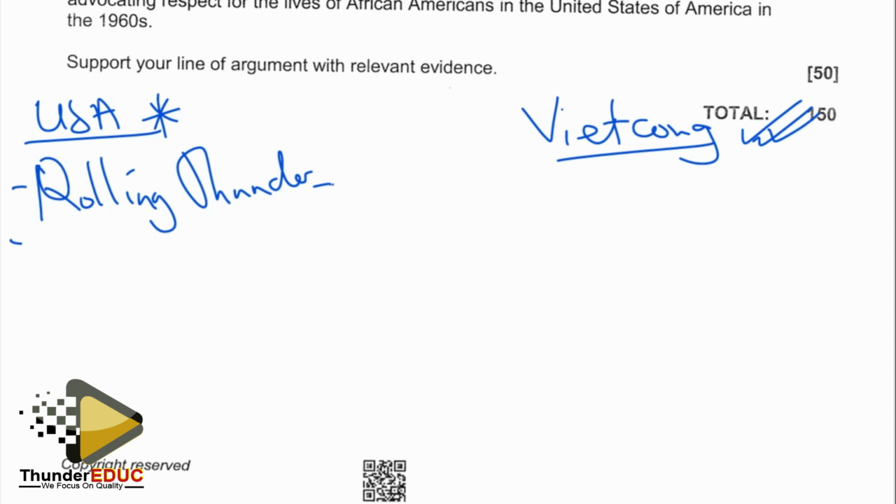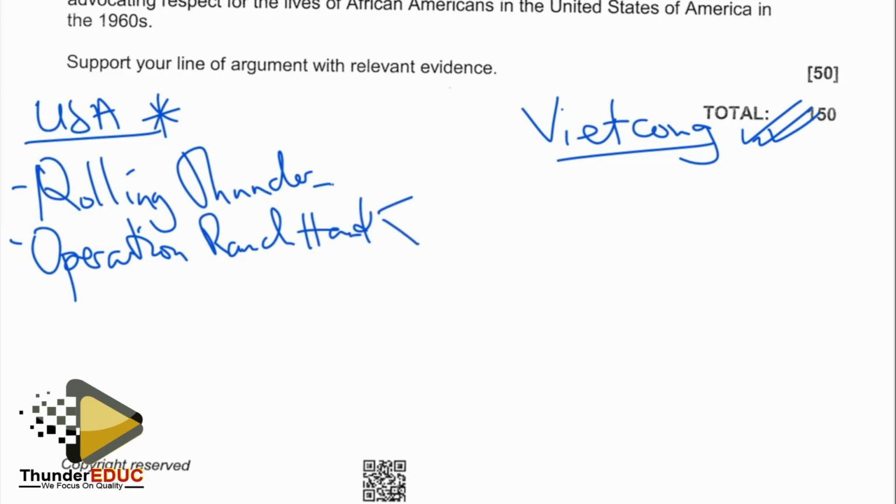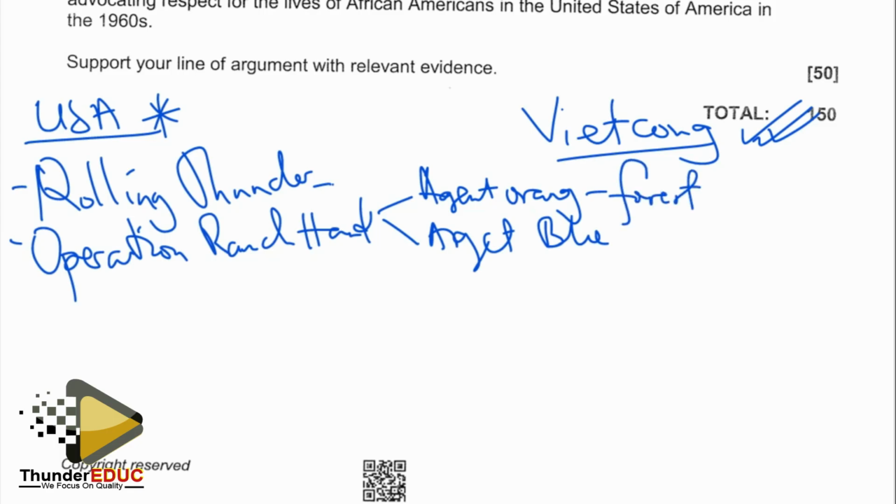And also you can check on Operation Ranch Hand. This Operation Ranch Hand had two chemicals which were used. There was Agent Orange and Agent Blue. Agent Orange was targeting to destroy the forests, and this one was targeting to destroy crops. The target here was that the Americans were facing a challenge in identifying their enemy because they were hiding in the thickets, in the forest. So they decided to spray the forest with this chemical, Agent Orange, which would destroy the forests.